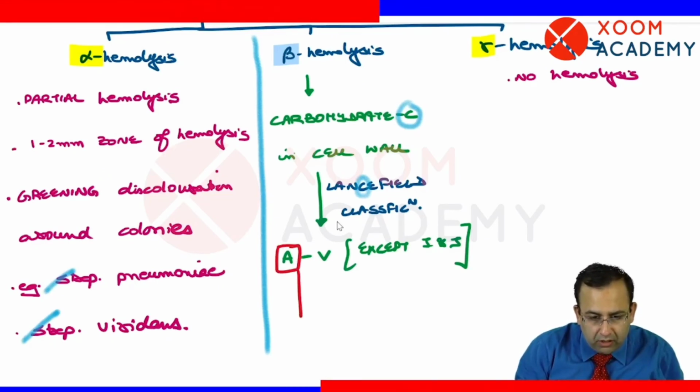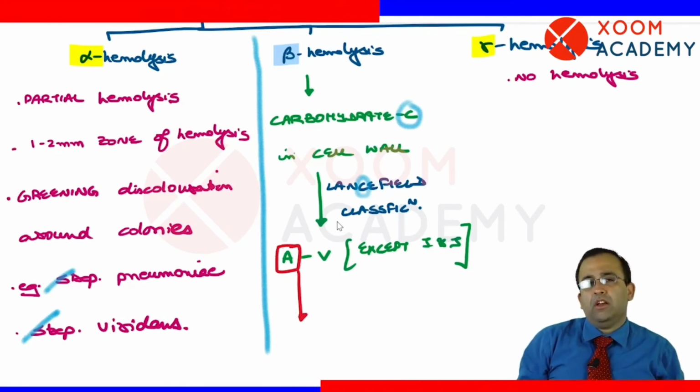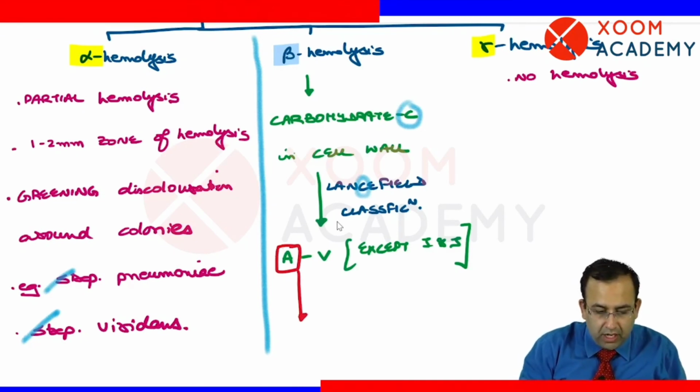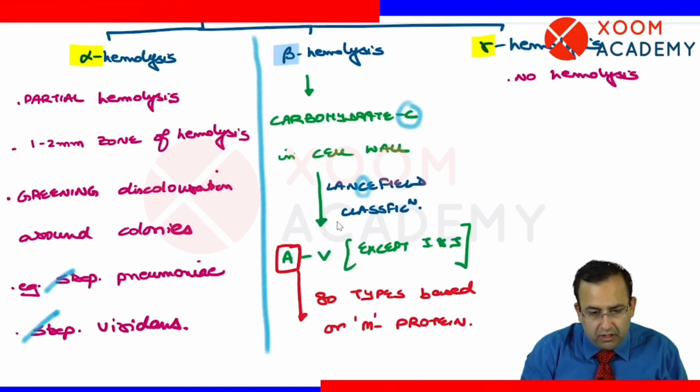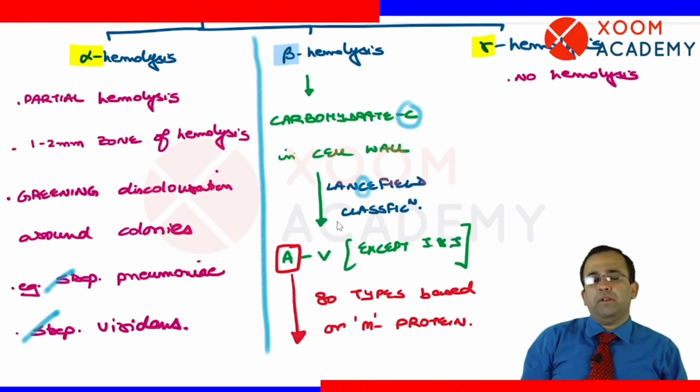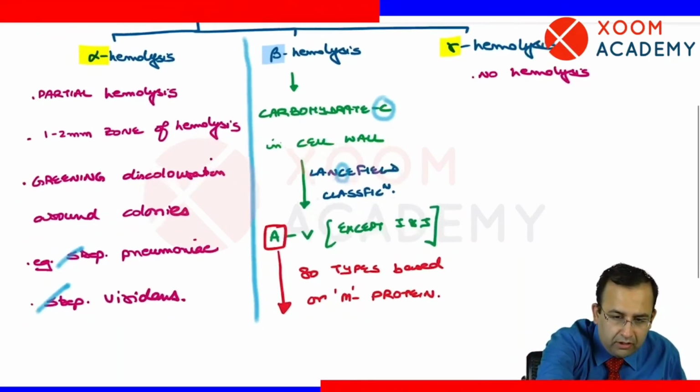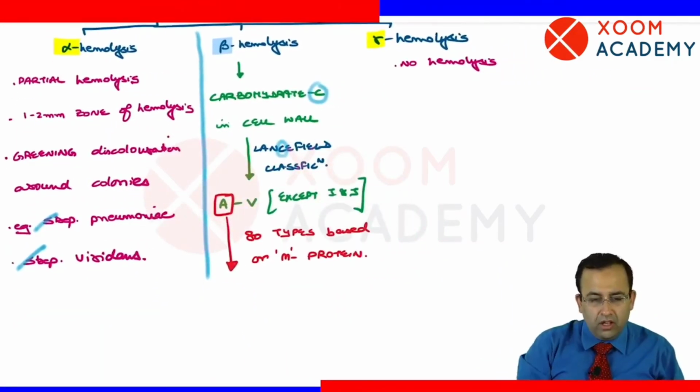Next point. Beta hemolytic group A streptococci are further divided into 80 types based on M protein. This is called the Griffith classification.